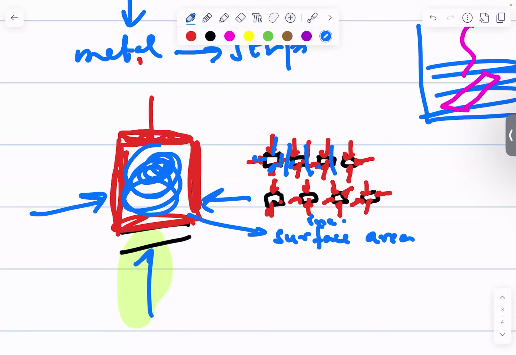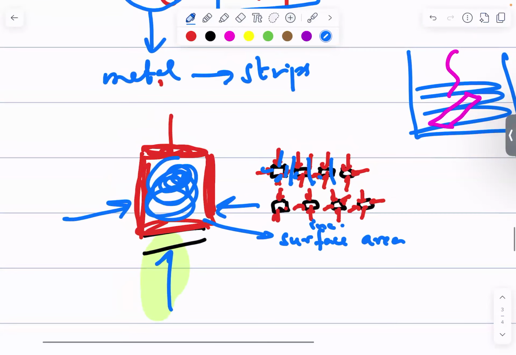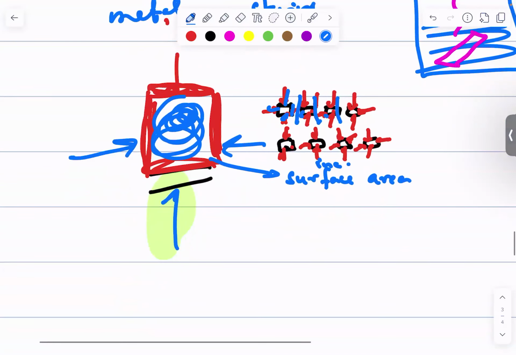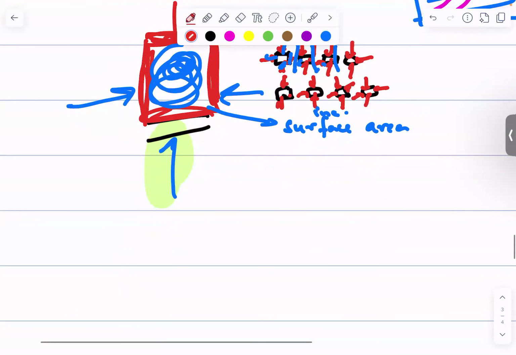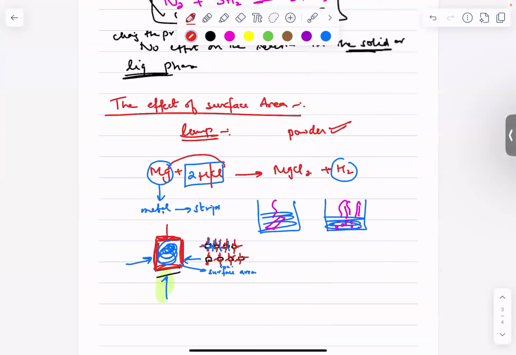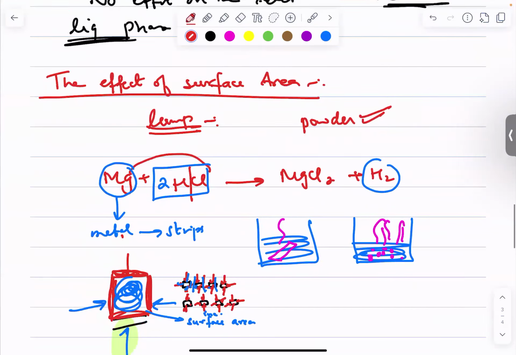Are you getting it? Yes. So by increasing the surface area, the rate of the reaction increases. I hope it clearly makes sense. Yes. Now, the next one is catalyst. Catalyst. It's also there in your syllabus, the effect of catalyst.